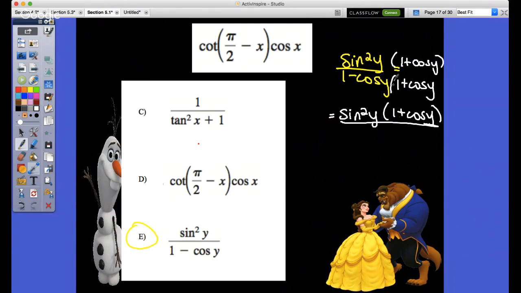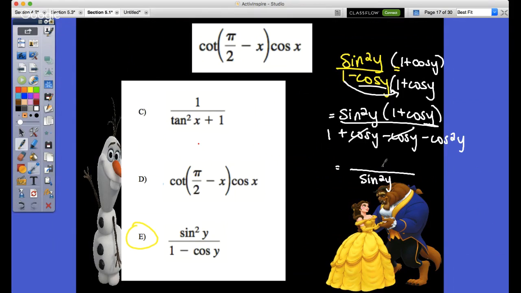And on the bottom, we notice that we could distribute this. So 1 times 1 is 1. 1 times cosine y is cosine y. Then I go to the negative cosine y times 1 is negative cosine y. And negative cosine times cosine is negative cosine squared y. So we cancel here and here. We're left with 1 minus cosine squared, which is sine squared y on the bottom. And we have on the top sine squared y times 1 plus cosine y. And the question is what we could cancel here, boom and boom, leaving us just with 1 plus cosine of y.